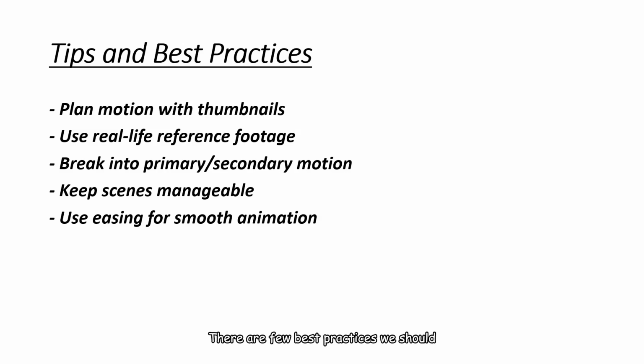As we animate, there are a few best practices we should keep in mind. It helps to plan our shots with thumbnail sketches. Observing real-world motion gives us valuable reference. We should distinguish between primary actions, like a character walking, and secondary ones, like their hair swaying. And always we should refine our motion with easing for a natural feel.